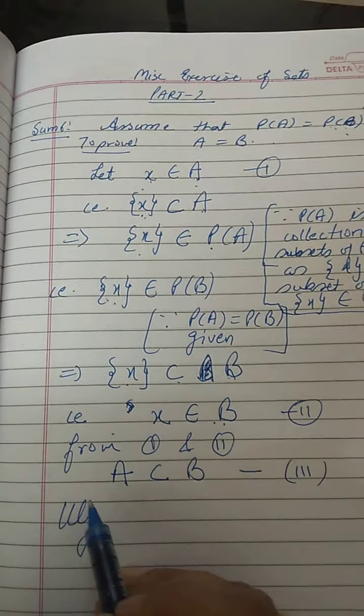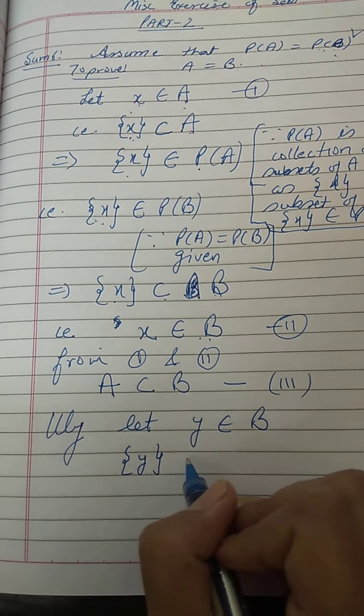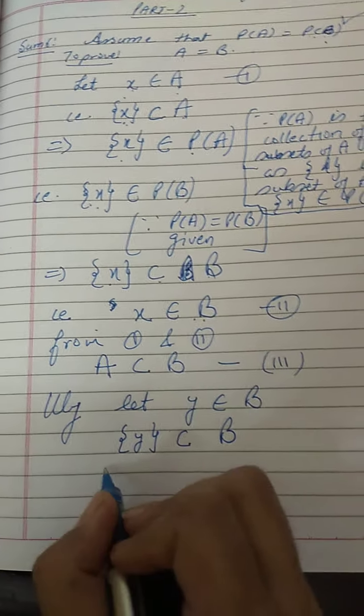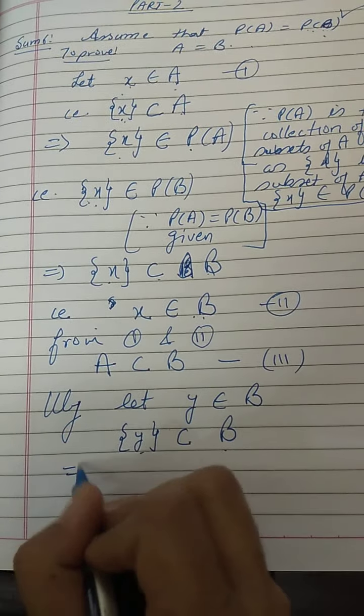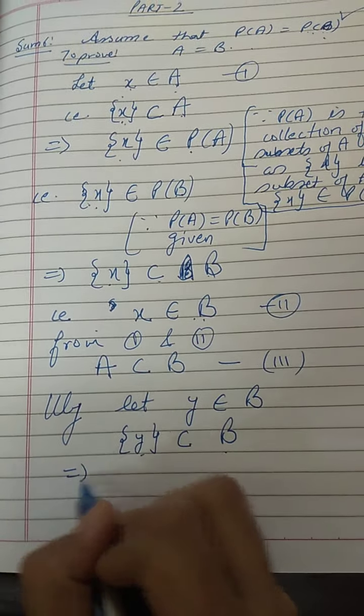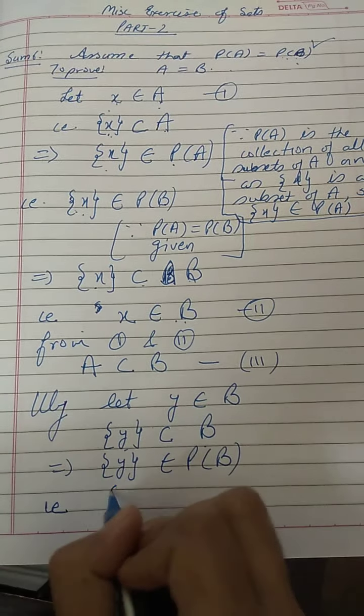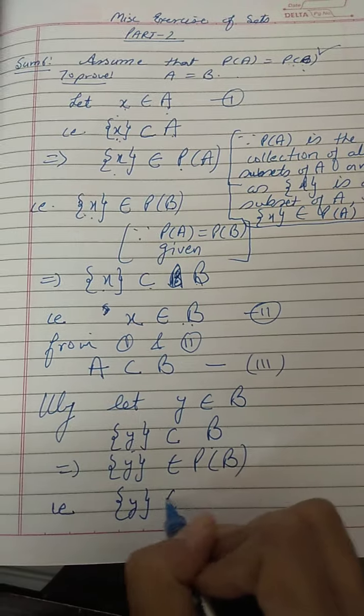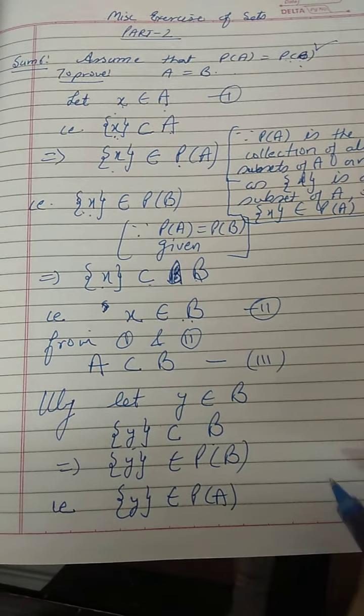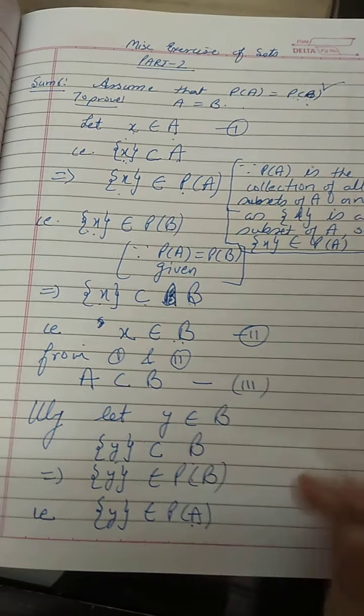Now we will take let Y belong to B. If Y belongs to B, the same thing, this singleton set {Y} will become a subset of B. If it is a subset of B, that means it is an element of power set of B. That means it belongs to power set of B. And if it belongs to power set of B, it belongs to power set of A also, because power set of B is equal to power set of A.